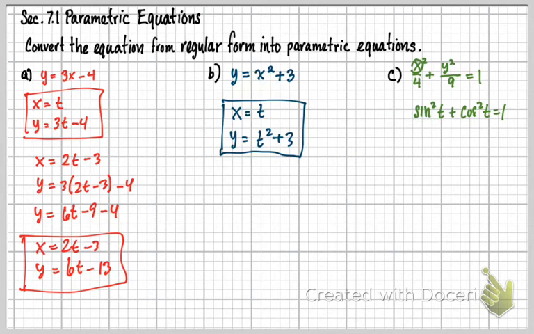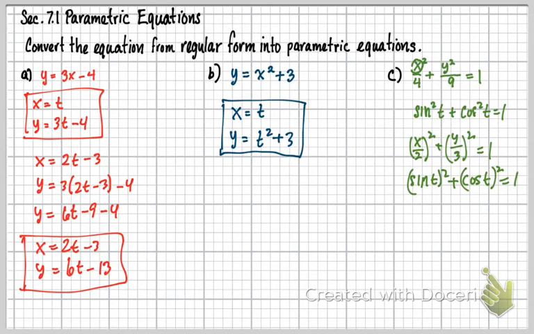Another thing that might be helpful is this. Let me rewrite this equation. So this is really x over 2 squared plus y over 3 squared equals 1. So what I could do for this one is, because if I think of this equation here, this is really saying sine of t squared plus cosine of t squared equals 1.